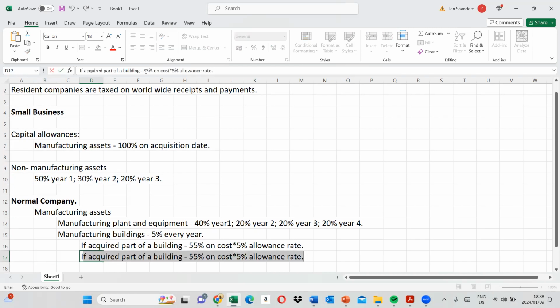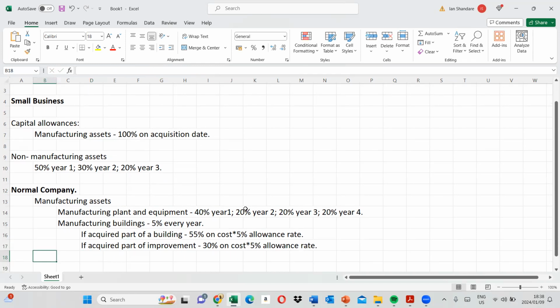And then if you acquired part of an improvement, so when you have part of an improvement in regards to a manufacturing building, you claim 30% on cost, so you take the cost price times 30%. So basically that's how we go about the allowances on manufacturing assets.